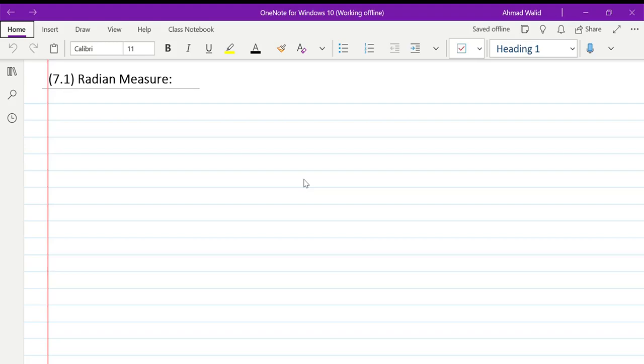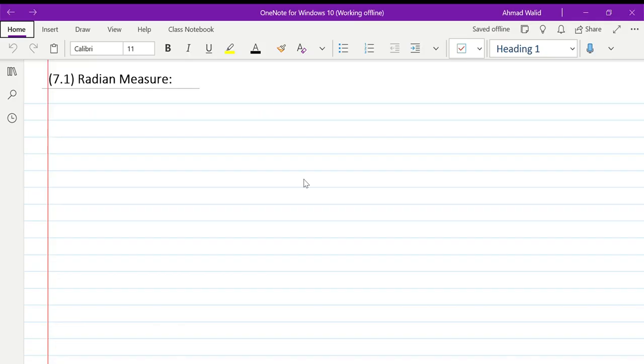Hello all, let's start section 7.1. 7.1 we will cover radian measure. If you remember, since I started chapter 6 trigonometry, we talked about measuring an angle, and very briefly I talked a little bit about radians in the first lecture. But mainly what we used to measure an angle was degree.